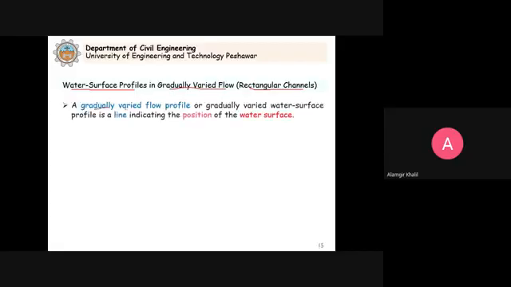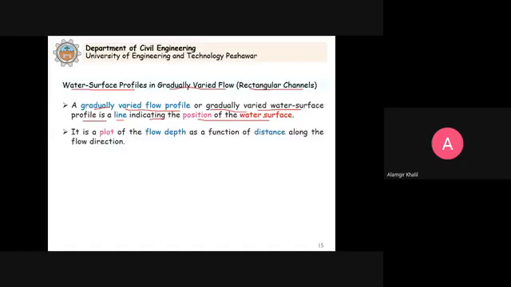So first, let us know what is water surface profile. A gradually varied water surface profile is a line indicating the position of the water surface. Clear? So what we mean by the profile of the water surface is actually the position of the water surface along the length of the channel. It is a plot of the flow depth as a function of distance along the flow direction. This is what we mean by water surface profile.